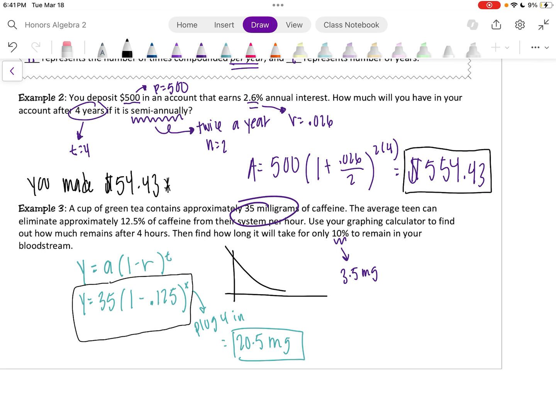Or in order to find the 10% milligrams, you can plug in the y. 10% of that would be 3.5, right? So you can trace it over and you can find it that way too.